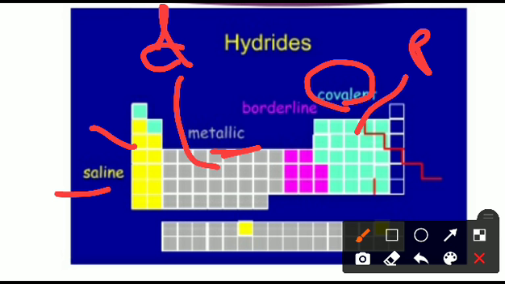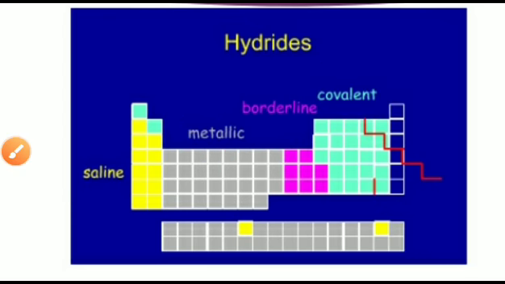The hydrides are divided into three types. Saline, that is ionic hydride, whenever hydrogen is combined with the alkali and alkaline earth metals, that is s block elements, is called a saline hydride. Whenever hydrogen is combined with an element from the p block, it is called a covalent hydride. And whenever hydrogen is combined with the d block elements or the transition metals, the hydride which is formed is called a metallic hydride.